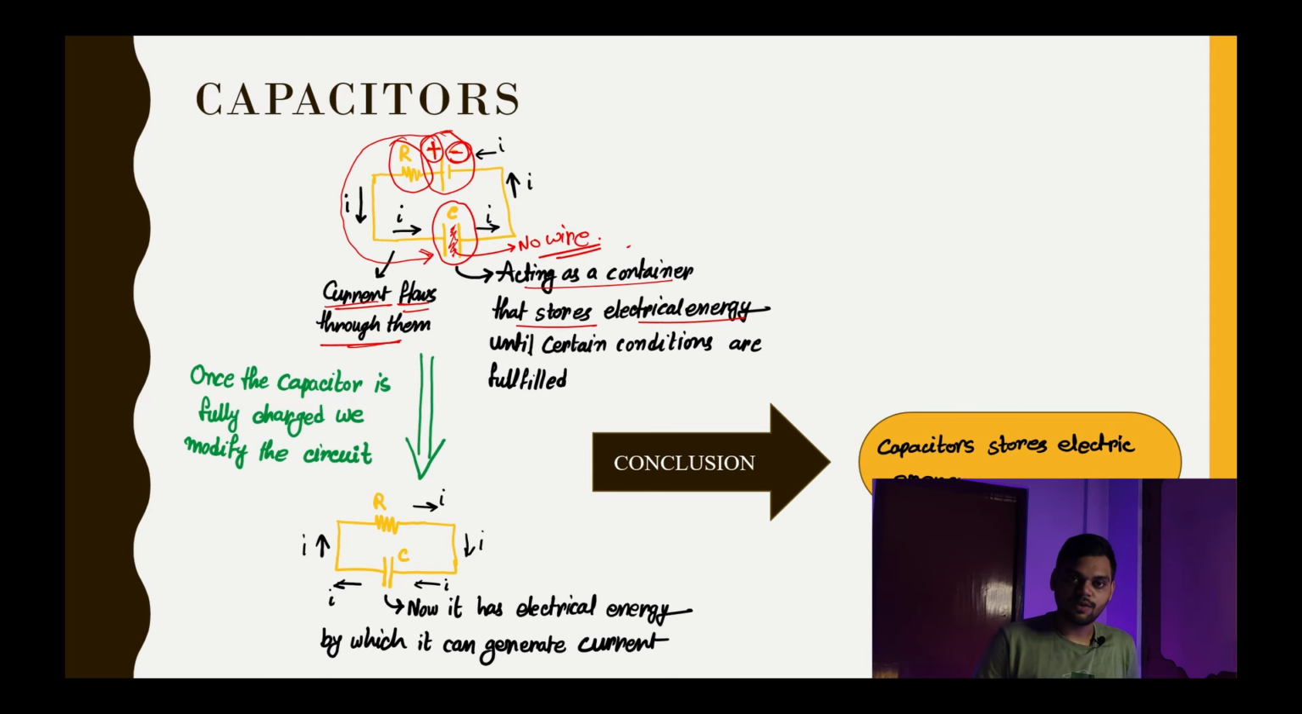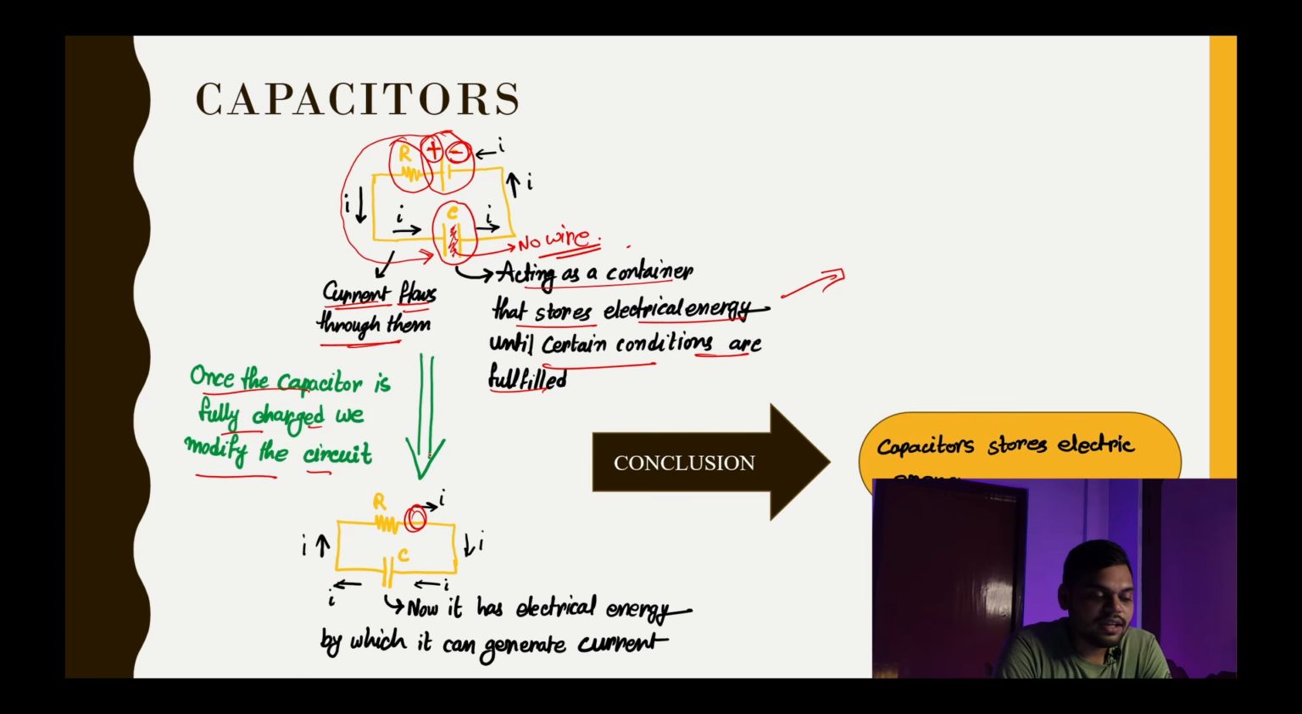Energy is interconvertible until certain conditions are fulfilled. Okay, now we are talking about conditions. So once the capacitor is fully charged, we modify the circuit. Okay, we modify the circuit, but how? We just remove the battery. You can see there is no battery here. We are just removing the battery.